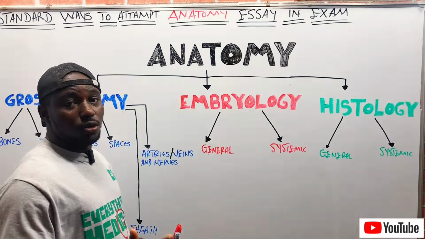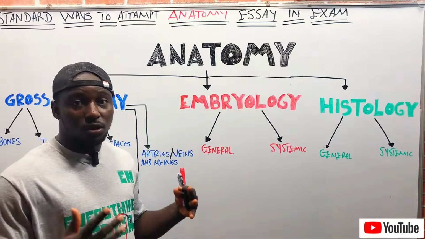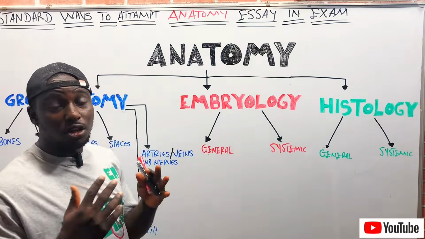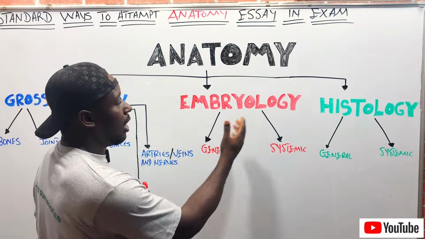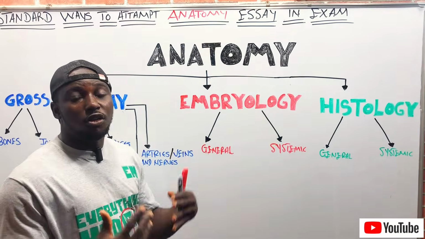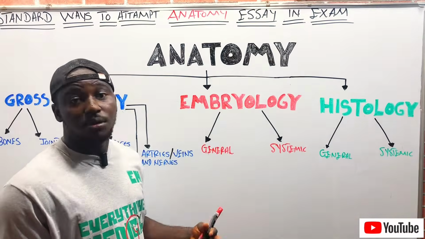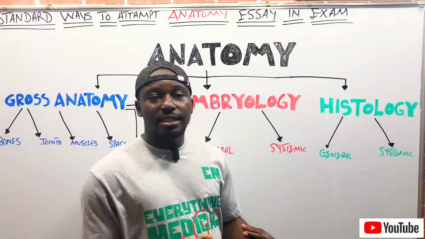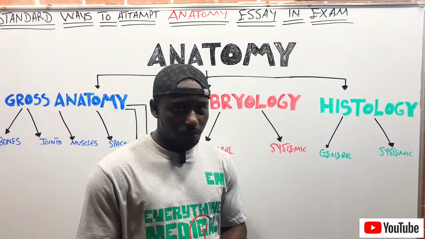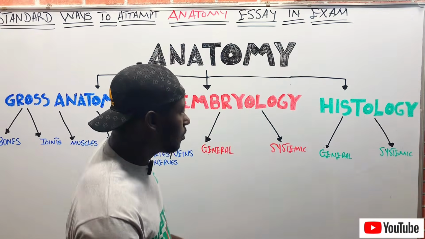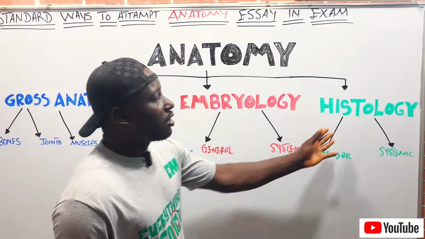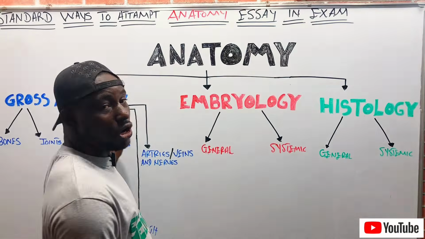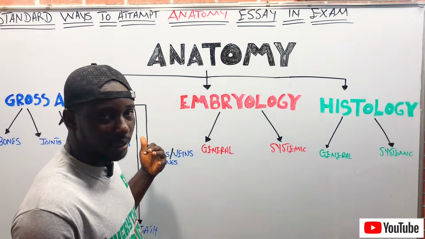Anatomy is basically divided into three areas, or three segments. We have gross anatomy, which is majorly for the structure. We have embryology, which is majorly for the development of those structures, how they evolve. We have histology, which is all about the linings, the tissue level, and the cells. Histology can be called microscopic anatomy, while gross anatomy can be called macroscopic anatomy.